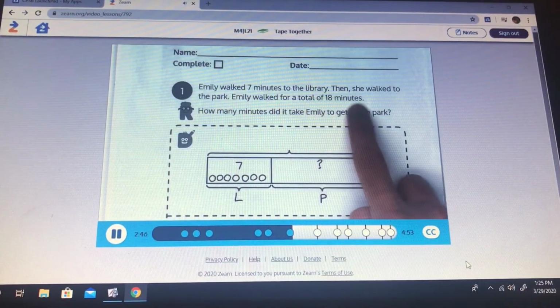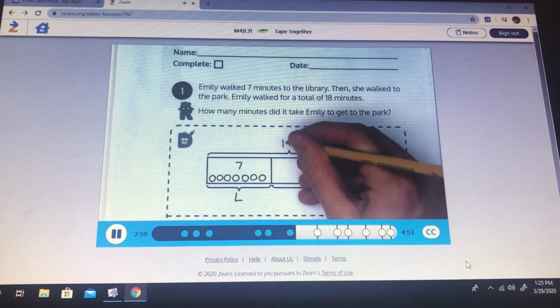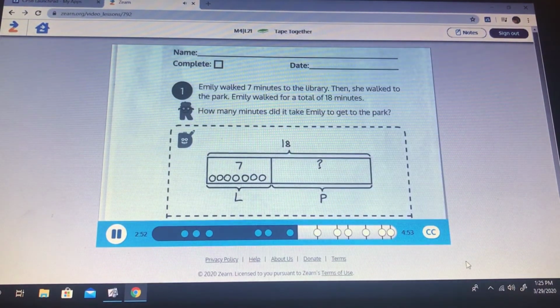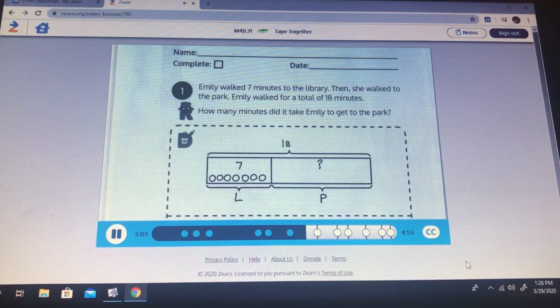Emily walked for a total of 18 minutes. I'll write that at the top. We need to fill in circles here to make 18 total minutes. First, update your tape diagram to show the total. Then, finish drawing circles in this rectangle to show the total 18 minutes. You should have 18 total circles, and we already drew 7 circles for the walk to the library.